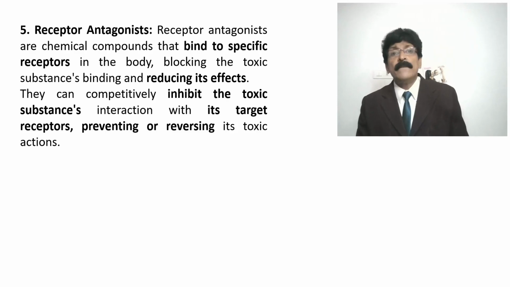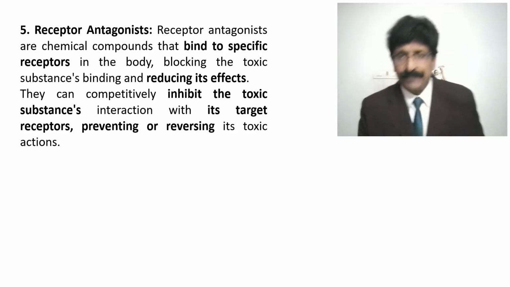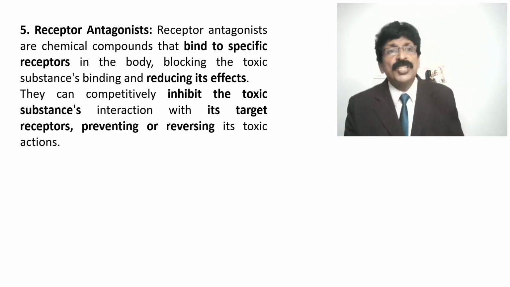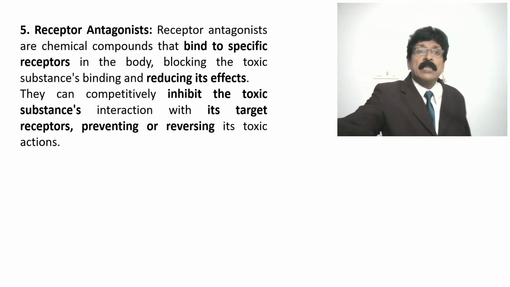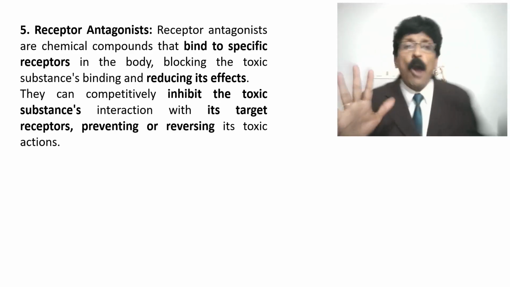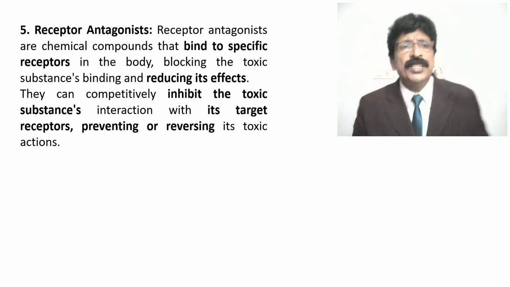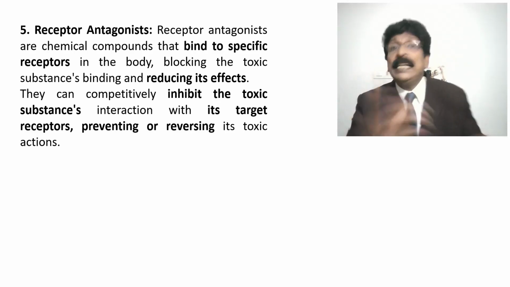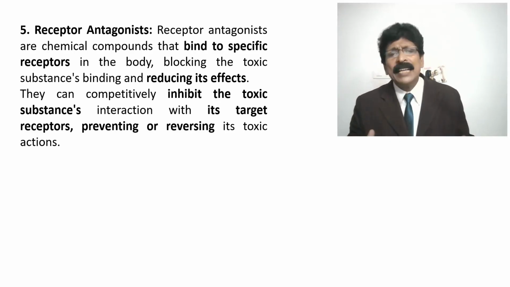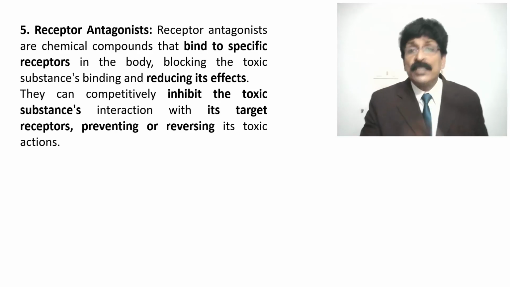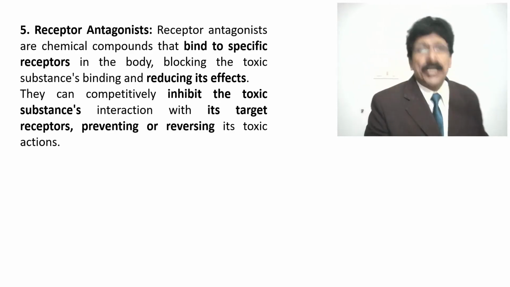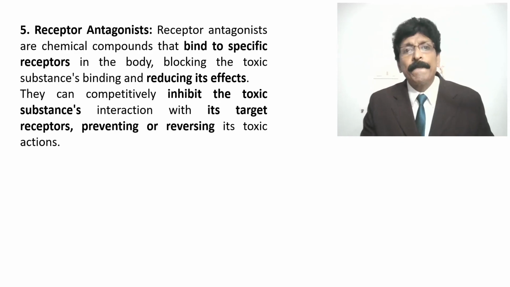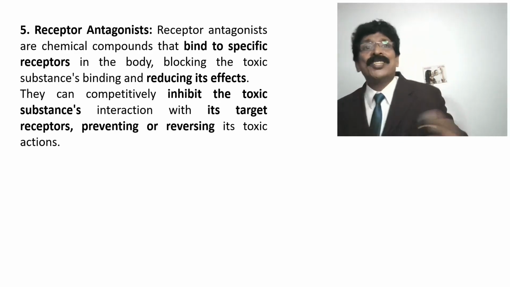Fifth one, receptor antagonists. Receptor antagonists are chemical compounds that bind to specific receptors in the body, blocking the toxic substance's binding and reducing its effect. They can competitively inhibit the toxic substance's interactions with its target receptors, preventing or reversing its toxic action.